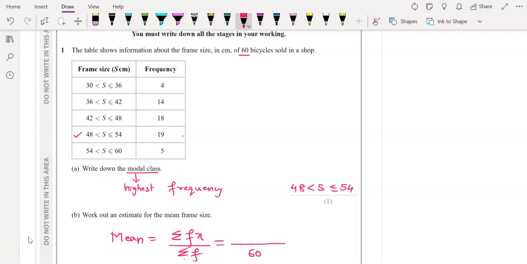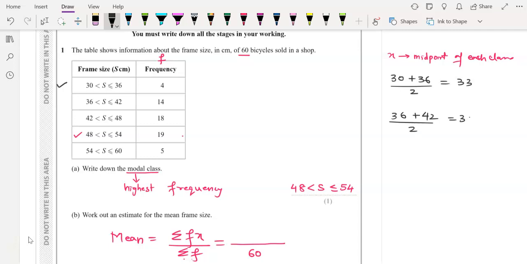Numerator, I need to find the sum of all fx. So your f is already given to you. You don't have x, but you have a group here. Now x is the midpoint of each class. Now to find the midpoint, if the numbers are not easy, you take the average of the two limits. So add both the limits of the class. For example, let's take the first class, 30 to 36. You add the two and divide by 2. So that gives me 33 for the first one. Similarly, 36 plus 42 divided by 2 gives me 39.